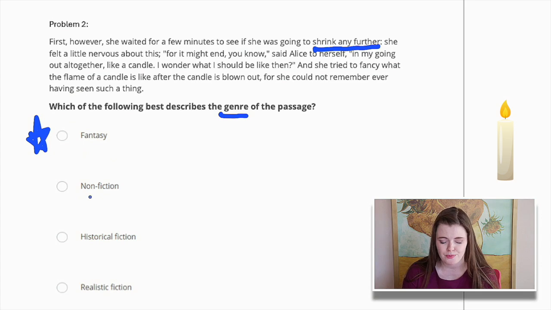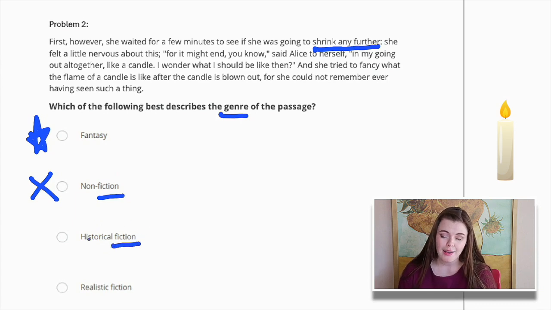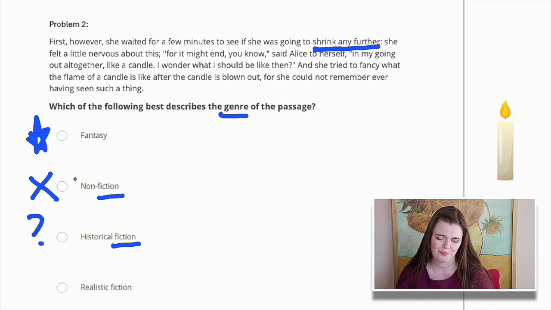Here we have nonfiction. Fiction meaning not real. So when it's nonfiction, that means it is something that's real, usually something that's informative. This doesn't really seem like it's giving us any sort of information, so I'm going to go ahead and say that's probably not the correct answer. Historical fiction, something that's not real, but it takes place during an historical time period. Well, it doesn't really specify. I wouldn't say that it's right, but we have no evidence that it's wrong. I'm just going to go ahead and put a question mark next to it.